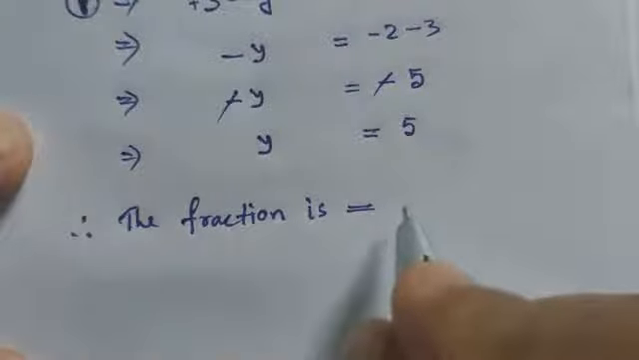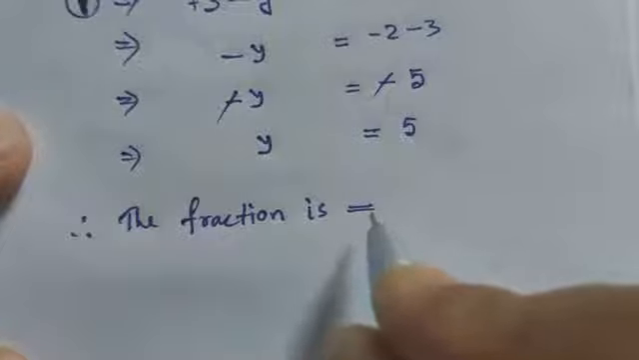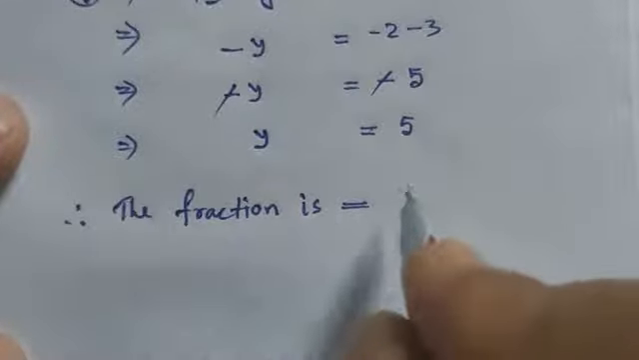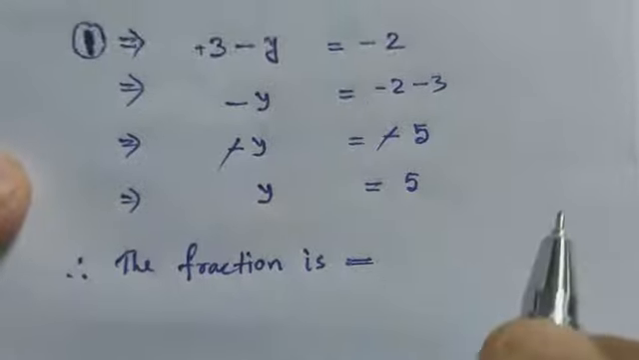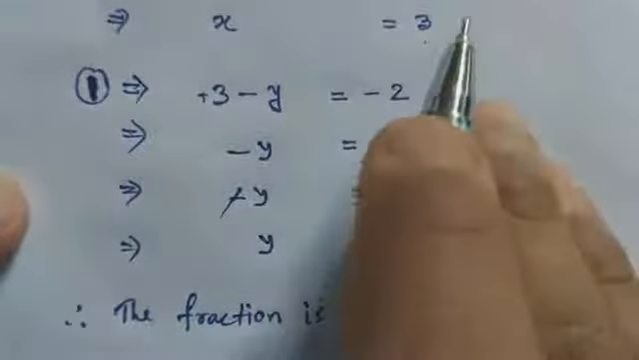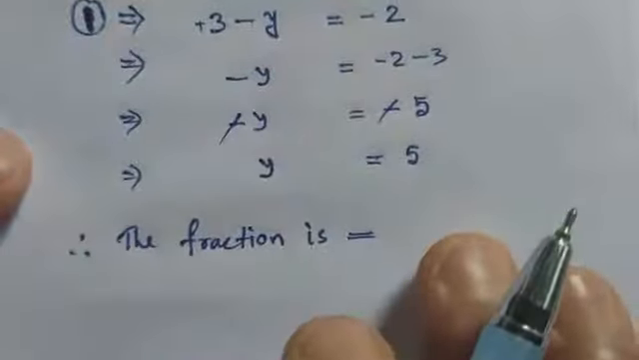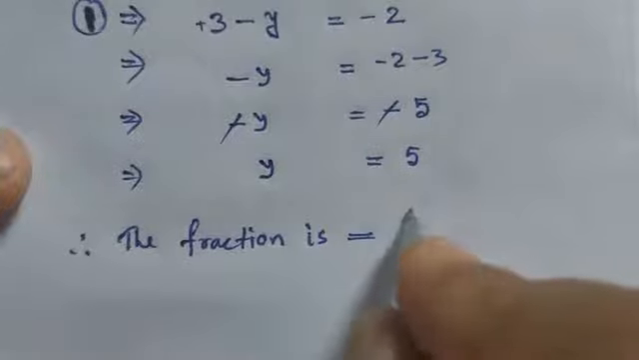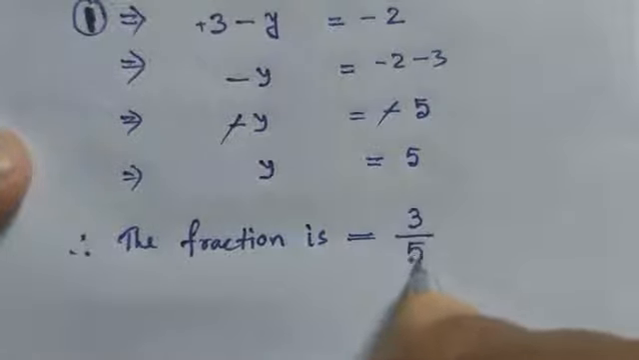what was the fraction? The assumed fraction was x by y. What is the value of x obtained? The x value was 3 and the y value is 5. So the fraction will be x by y, that is 3 by 5.